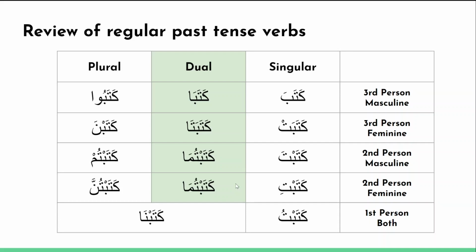Katabtu, I wrote. Katabna, we wrote. Now this is super important. You have to know this complete table. So all 14 words, if you count them.